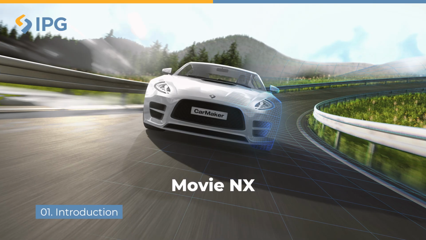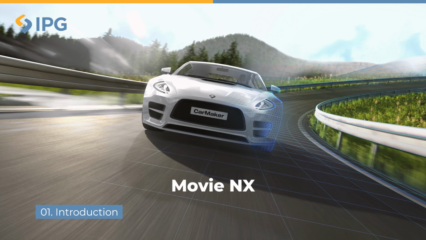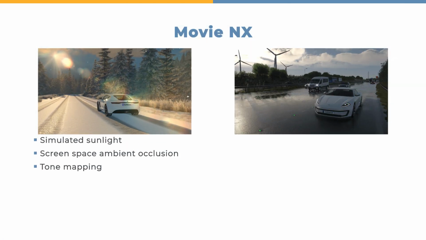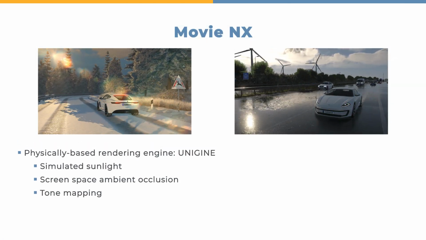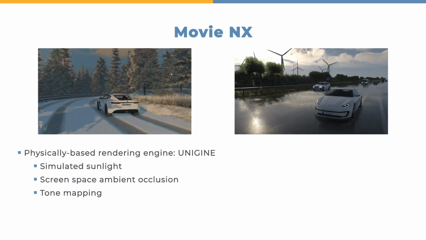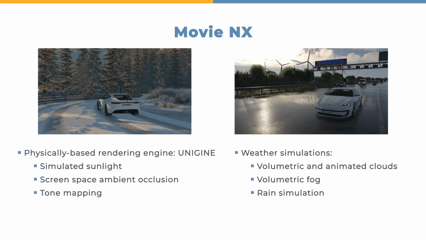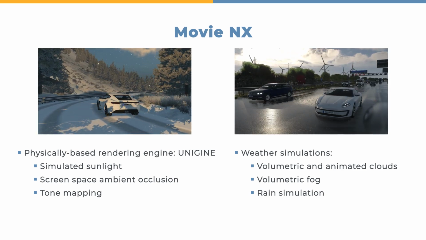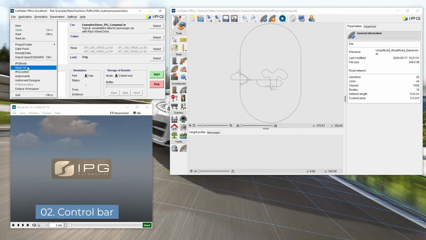MovieNX is our visualization tool. It is using the Unigine engine, which supports physical-based rendering. In MovieNX, you can configure various effects, such as simulated sunlight using atmospheric scattering, screen space ambient occlusion, tone mapping, and weather simulation, which includes volumetric and animated clouds, volumetric fog, and rain simulation. You can open MovieNX in the main GUI under File, MovieNX.